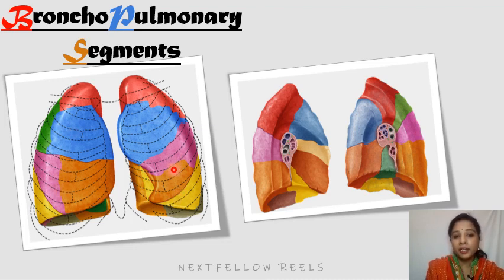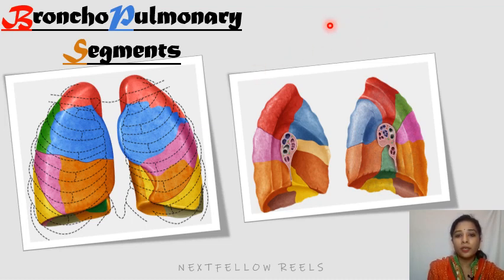Instead of superior and inferior lingular, which we have seen on the left side, on the right side there are medial and lateral bronchopulmonary segments in the middle lobe. So this is how we enlist all the bronchopulmonary segments.